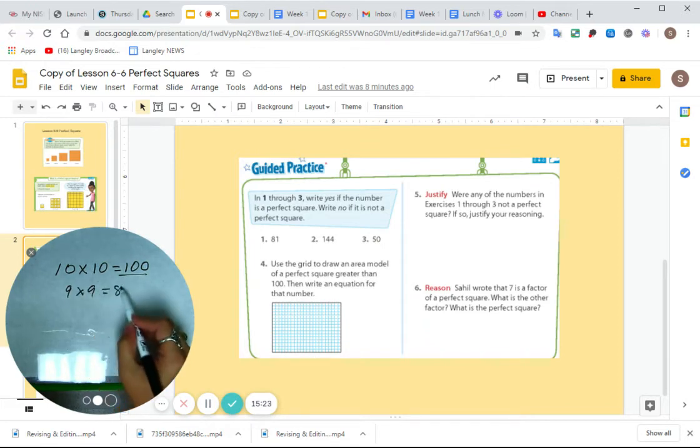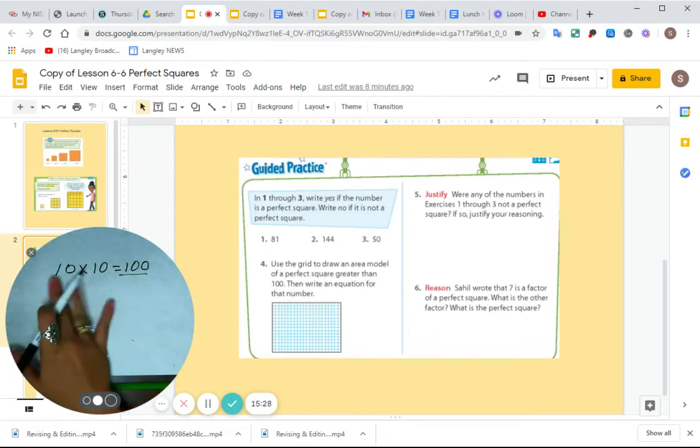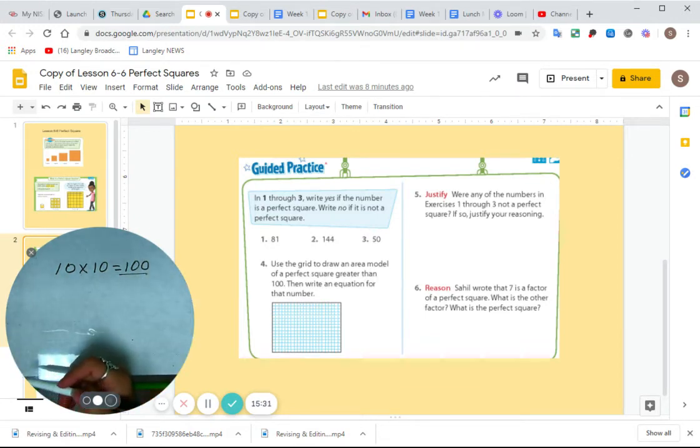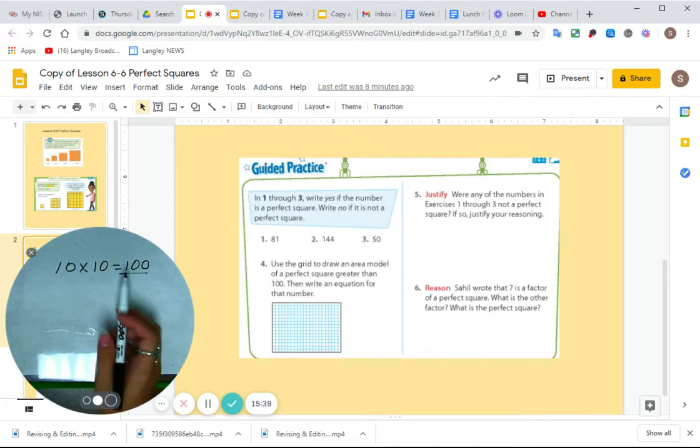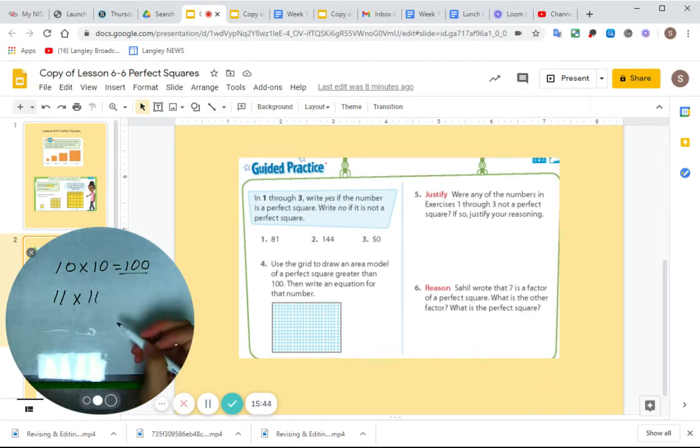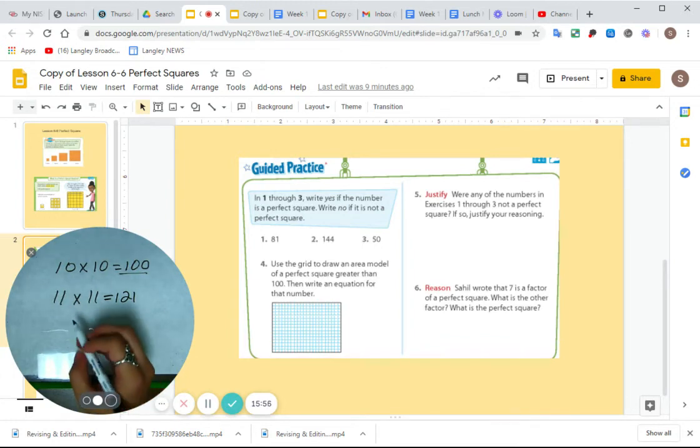So I cannot do 9 times 9 because that gives me 81. That is not greater than 100. That's less. So I need to do a perfect square that is greater than 100. Well, I know that a perfect square is any number times itself. So I just need to make a perfect square that's greater than 100. Well, I could do 11 times 11. Right? I did that one earlier. Does anyone remember what it equaled? That equaled 121.